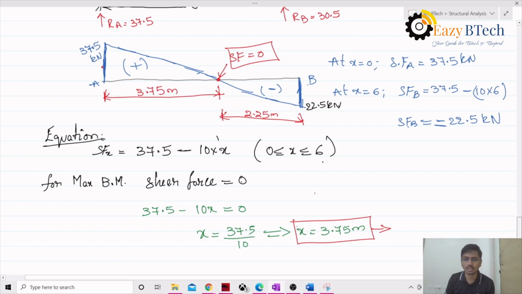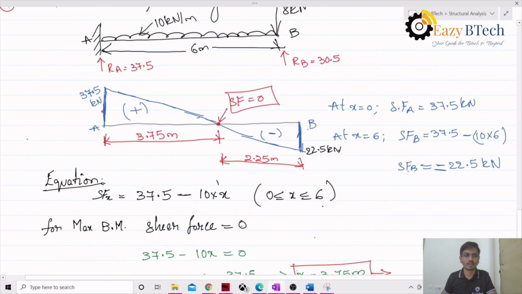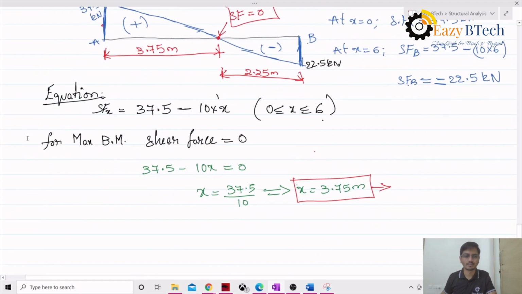Now let us continue the same. So we have found out how to draw the shear force diagram. Now we need to draw the bending moment diagram. So this is our fifth step, the bending moment diagram. So how to draw this bending moment diagram?